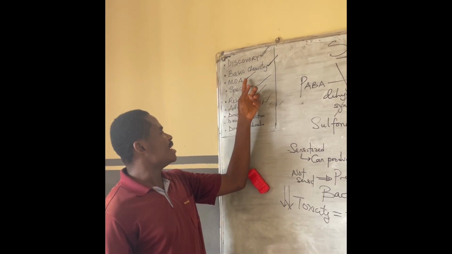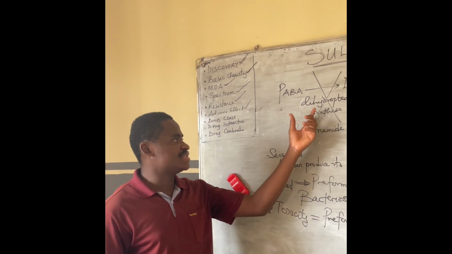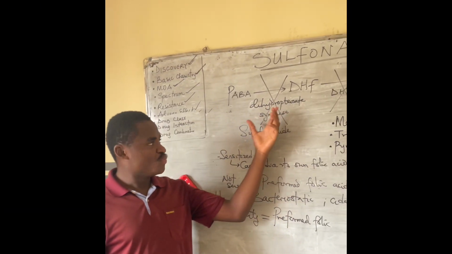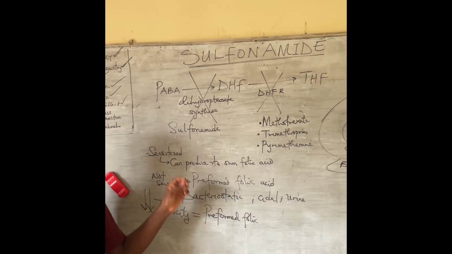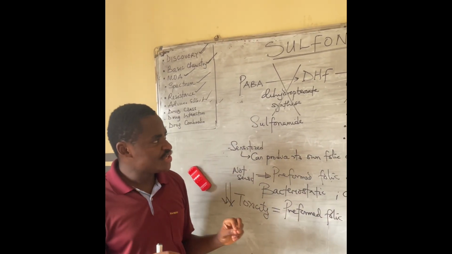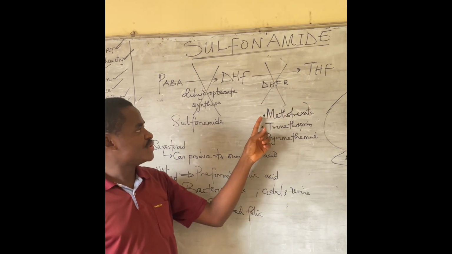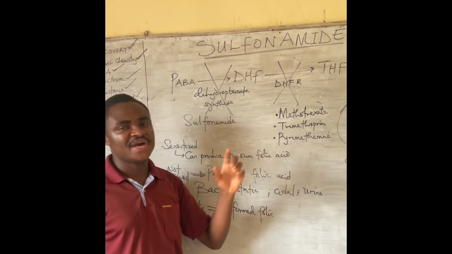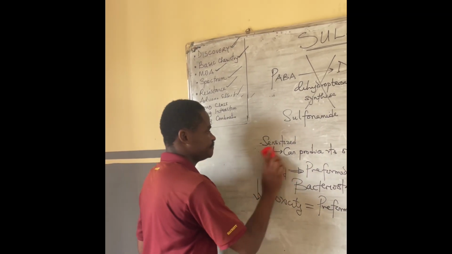Now, what did we talk about in the mechanism of action? I've highlighted that sulfonamide inhibits dihydropteroate synthase, which is a precursor step for the synthesis of folic acid. And we said, for the sake of inclusivity, other drugs that inhibit the subsequent steps like DHFR were methotrexate, trimethoprim, and pyrimethamine. Alright, so now let's go to the spectrum.